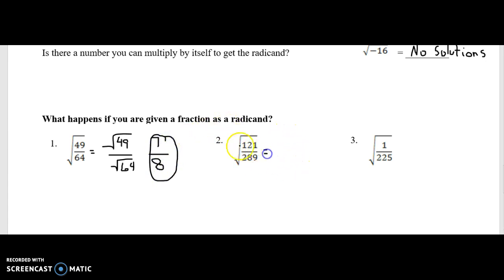So this one, the square root of 121 is 11. The square root of 289 is 17. 11/17. There's my answer. The square root of 1 is 1. The square root of 225 is 15. 1/15. There's my answer. So all you have to do is square root the top and the bottom separately like this, and you get your answer with a fraction.